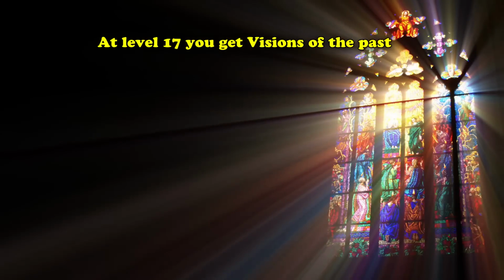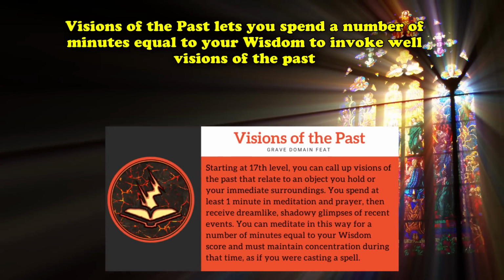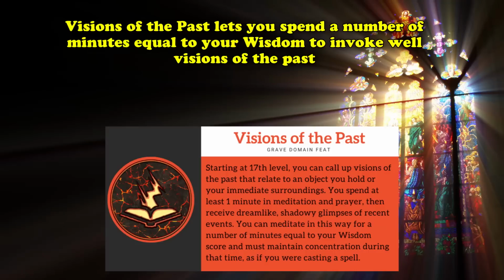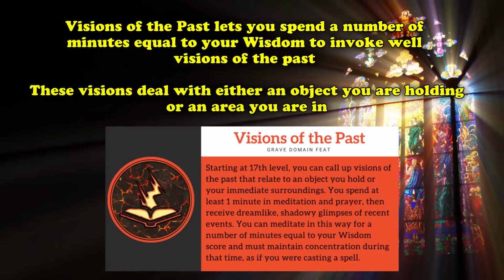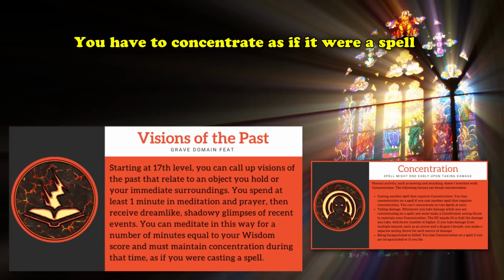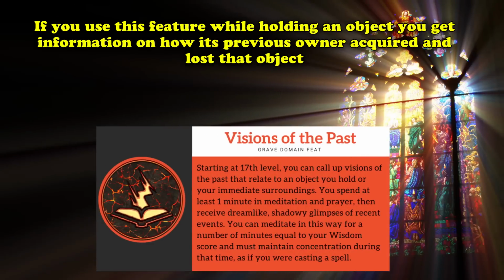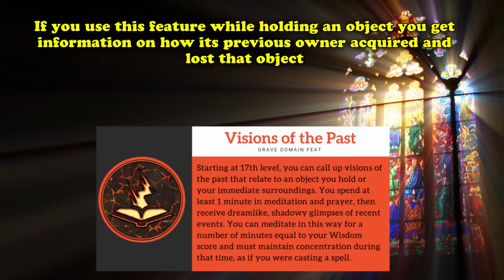And at 17th level, you gain the Visions of the Past feature. This feature allows you to spend a number of minutes equal to your Wisdom score in order to call up visions of the past to either an object you're holding or an area that you find yourself in. You must concentrate during this time as if concentrated on a spell, and can only use this feature once per short or long rest.